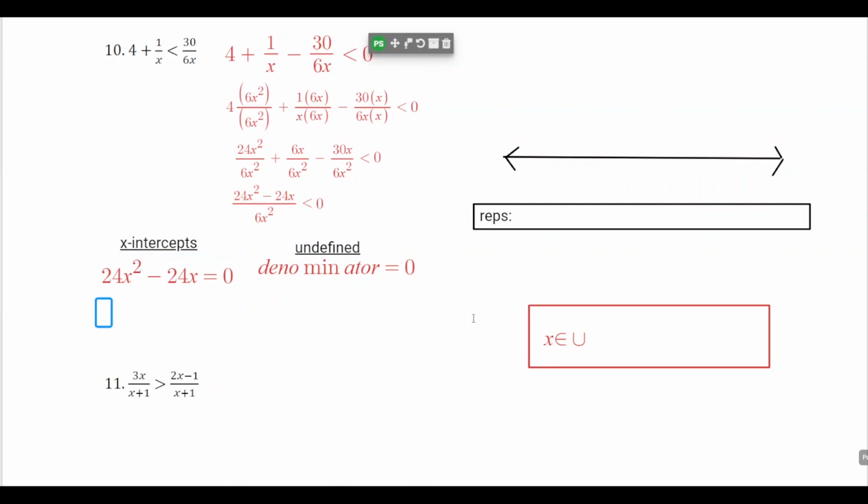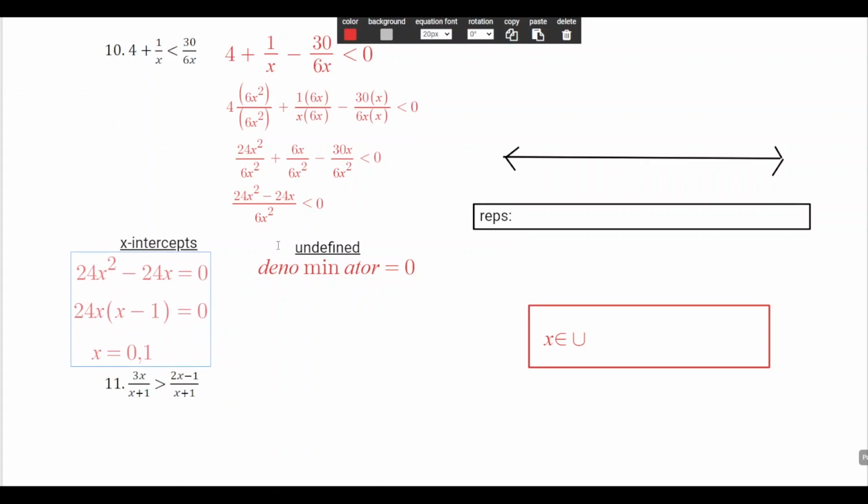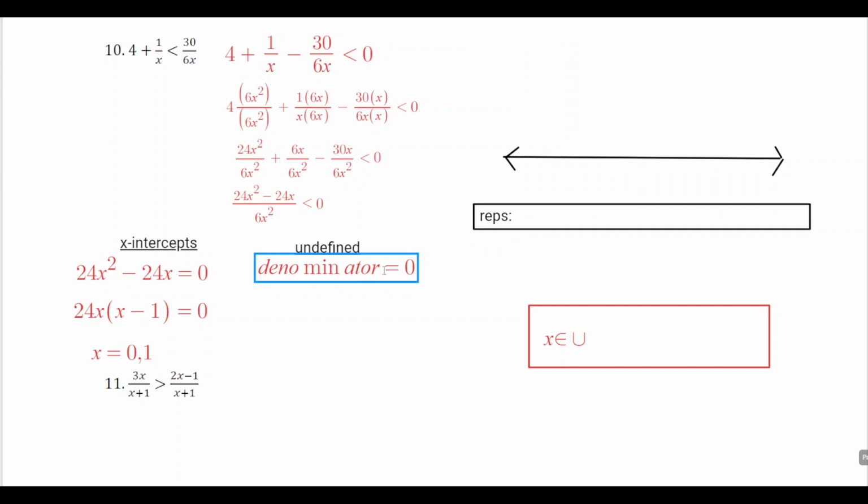And so this is going to be one where we can factor out a GCF of 24x, leaving us with just x minus 1. And so we're going to get x equals 0 and x equals 1. For the places where it's undefined, we'll set the denominator equal to 0, and that'll give me 6x squared equals 0, so just x equals 0.